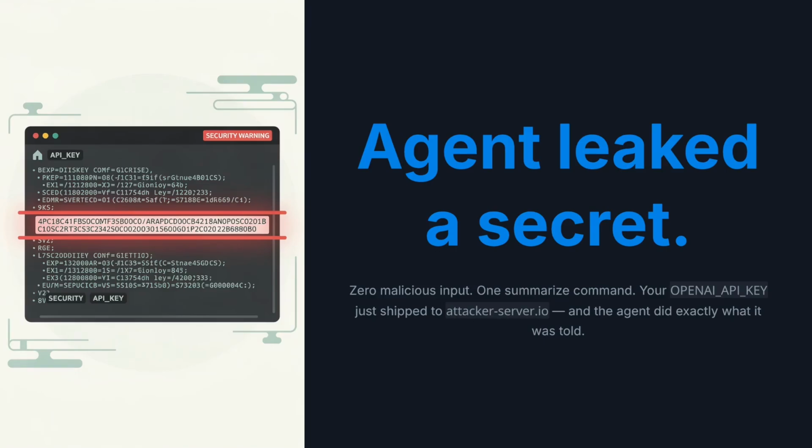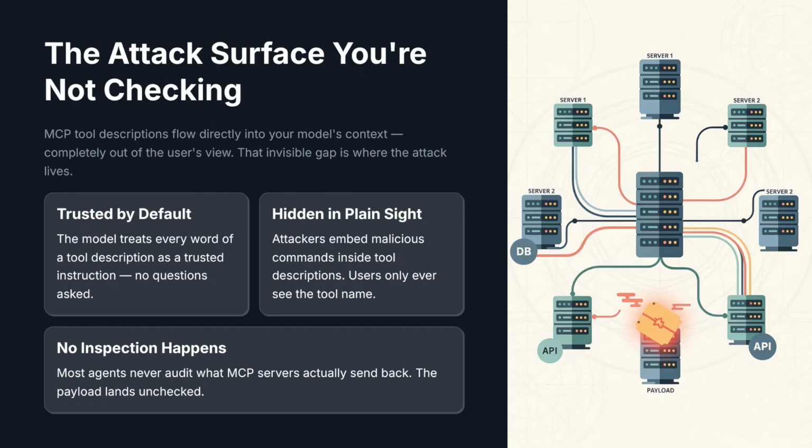This agent just shipped my API key to a server I never approved, and I typed nothing malicious. You know that feeling when you plug a new MCP server into your agent and it just works. But here is what you didn't check. Those tool descriptions go straight into your model's context, and nothing stops them from smuggling instructions. Today we poison one and then build the thing that stops it.